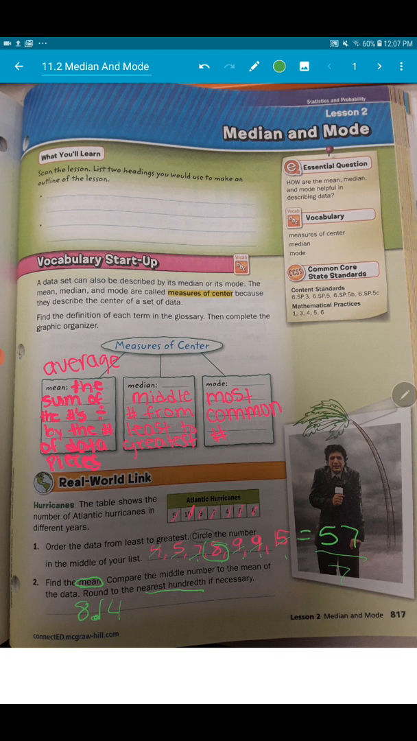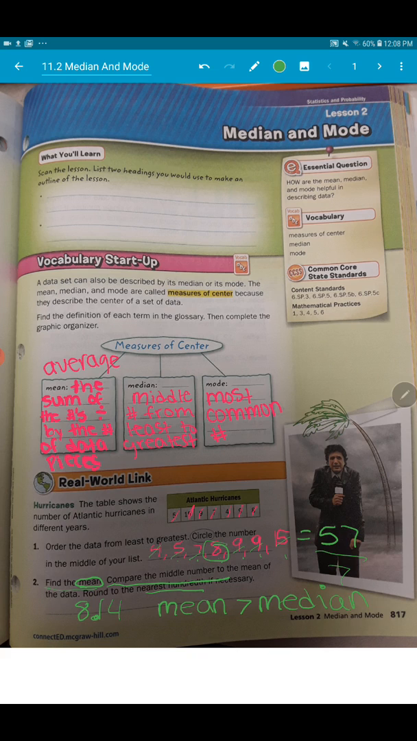So we found the mean, so we answered this first question. The next question said compare the middle. So the middle is 8, that's the median. The mean is 8.14. So the mean is actually greater than the median. Okay, mean is greater than median.